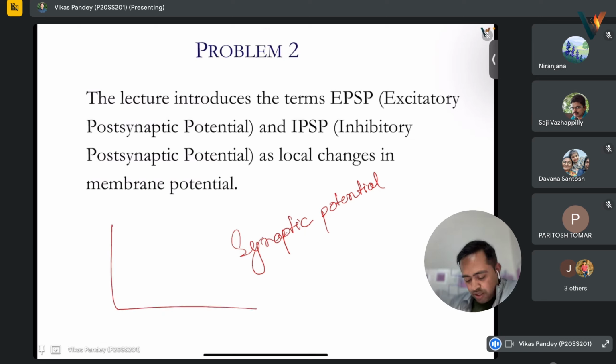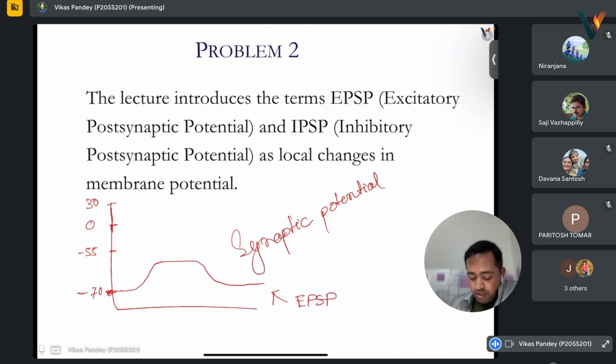You say that it is minus 70, right? Minus 70. I am not putting the unit. Let's say this is minus 55. This is the threshold, right? Then let's say 0. I am not drawing to a scale. Fine, 30. So if it is like this, it will be EPSP, right? You are saying this. Yes, yes.